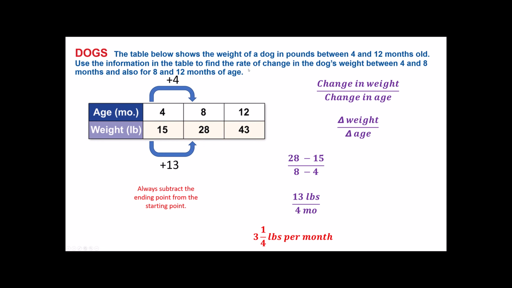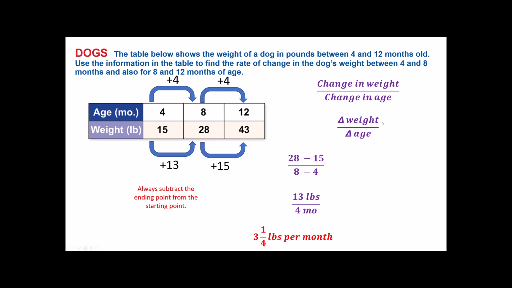Notice that the question does go on to say between 8 and 12 months, they'd like us to get that rate of change as well. So I'm going to go ahead and do the same thing for this second pair. Again, I'm going to recommend you pause and try this portion on your own and then restart the video to see if you're getting what I'm getting. The age went from 8 months to 12 months. The weight went from 28 pounds to 43 pounds.